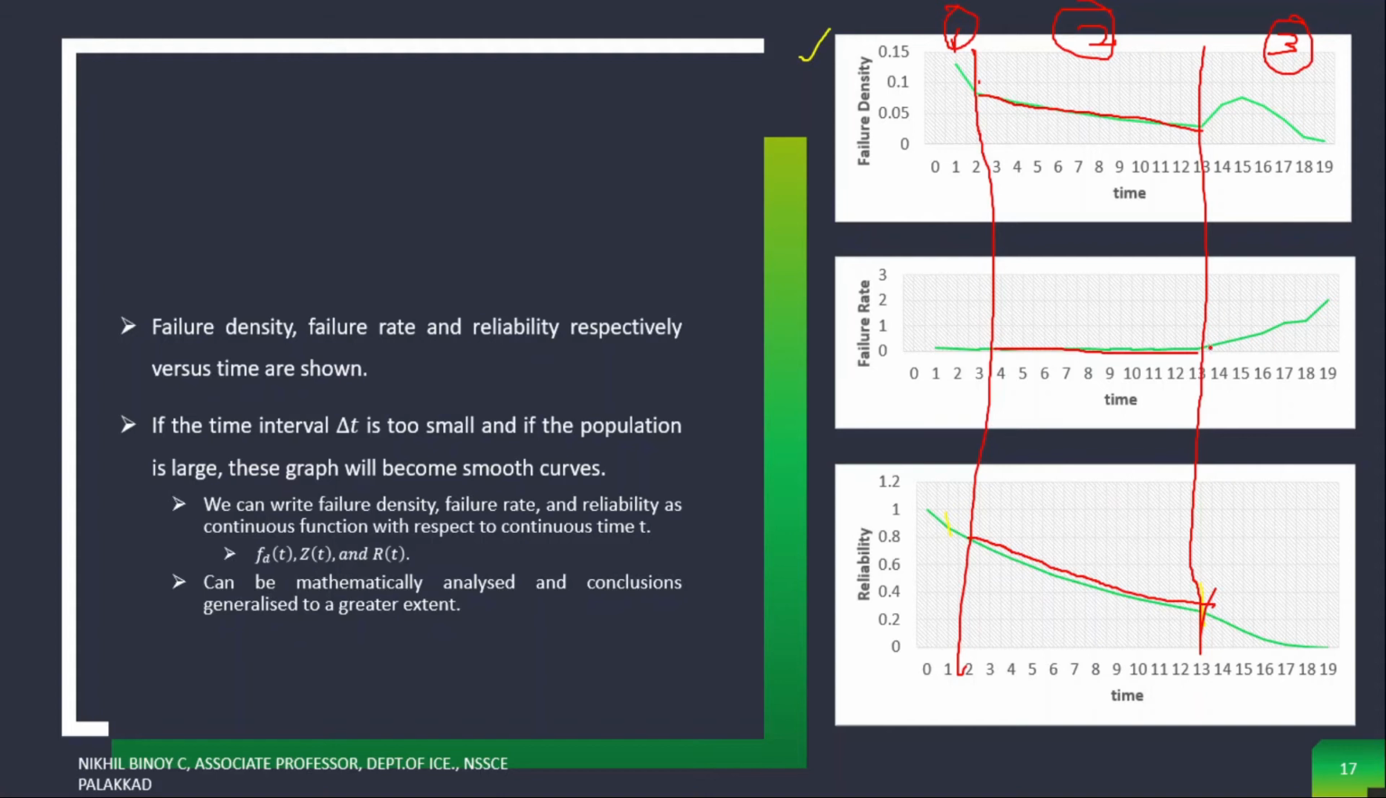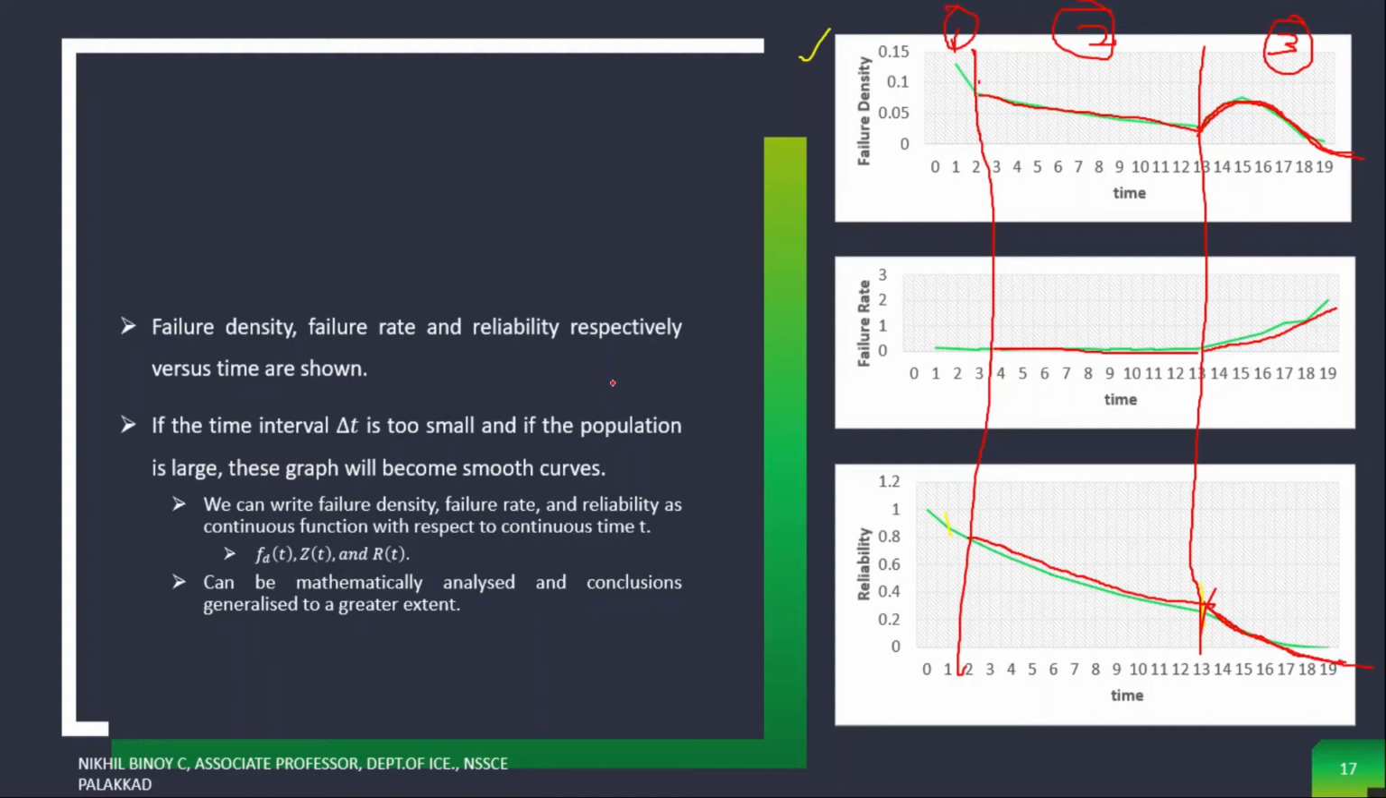Now what about the third zone? I told you failure rate is increasing. If failure rate is increasing, what about failure density? Suddenly it increases for a small duration, then it drops to 0. Failure density will become 0. And what about reliability? It is exponentially decreasing, but the slope of that decrease is suddenly increasing. You can see that it is following another exponential.